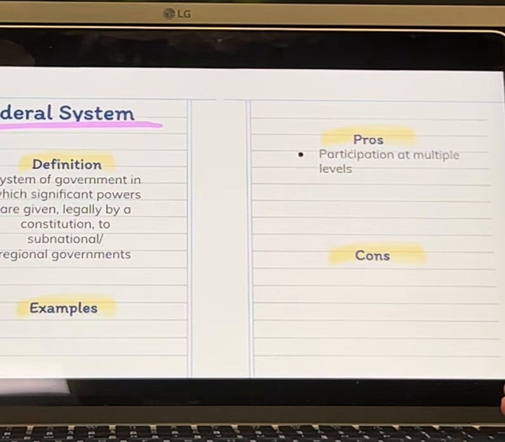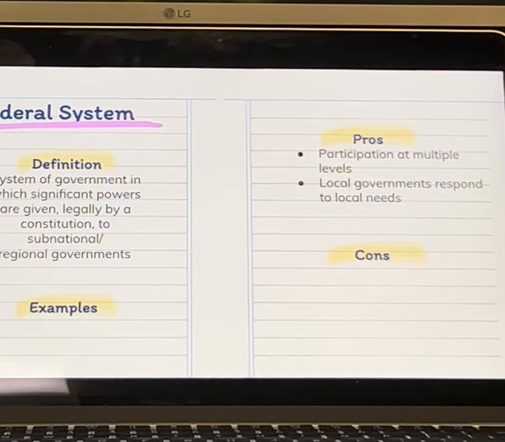So the pros are participation at multiple levels. A citizen can vote in federal elections for the president or members of a representative body like Congress in the United States. Or they can vote for local officials like their governor, their mayor, state representatives, all that kind of thing. And then local governments can respond to local needs.